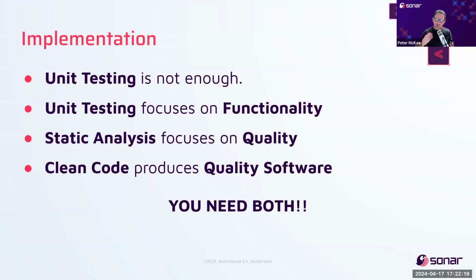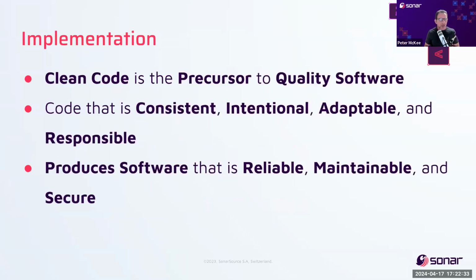We're missing a huge other side to the coin, and that's where static analysis comes in, and that focuses on quality, right? And that broad definition of quality. So clean code produces quality software. You need both, right? You need both. So clean code is the precursor to quality software. You need to have clean code written with those clean code attributes that will produce quality software. Code that's consistent, intentional, adaptable, and responsible.